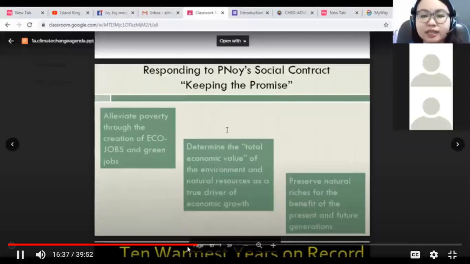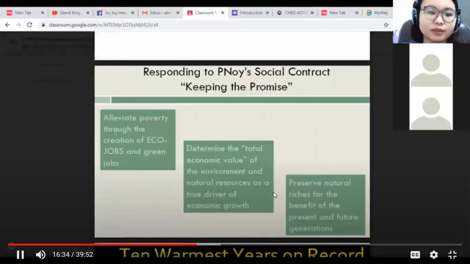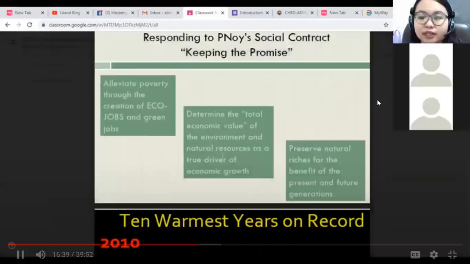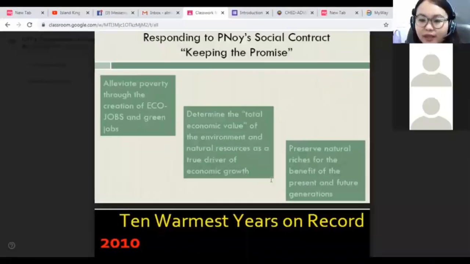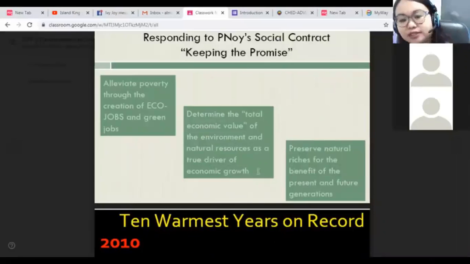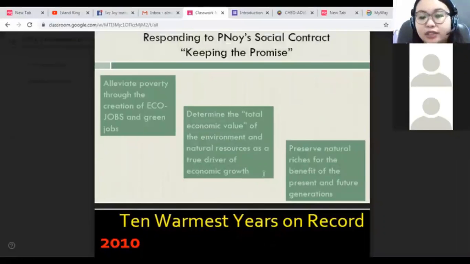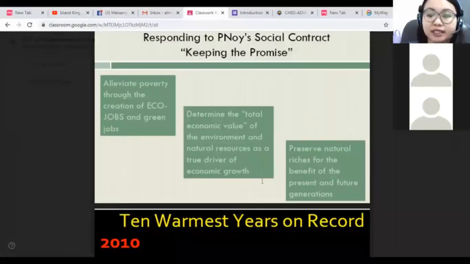Determine the total economic value of the environment. Social contract: keeping the promise to alleviate poverty through the creation of eco jobs and green jobs. Determine the total economic value of the environment and natural resources as a true driver of economic growth. So take note, bakit kayo nag-agriculture, and your role as an agriculturist or farmer: you are the key drivers, the true driver of economic growth. Preserve natural riches for the benefit of the present and future generations.